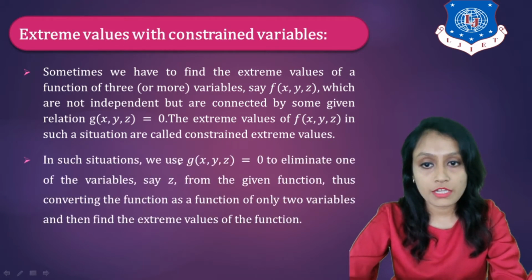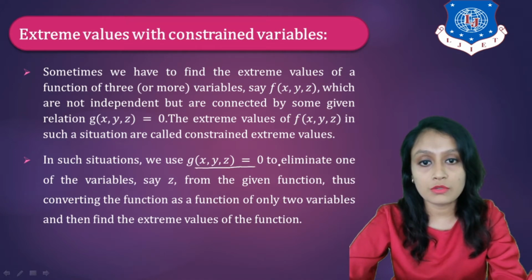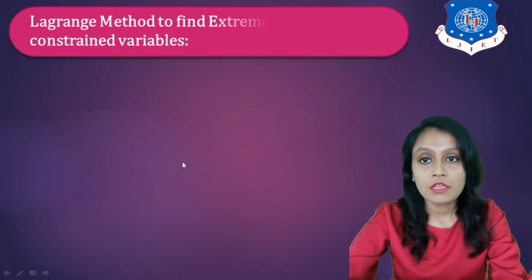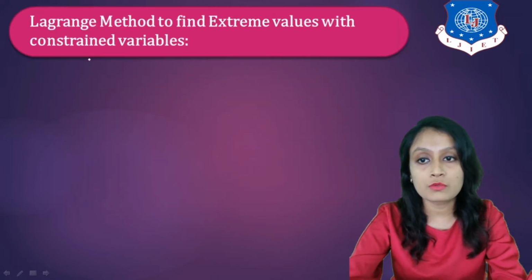In such a situation, we use this g of x, y, z equal to 0 to eliminate one of the variables, for example z, from the given function, and thus convert the function into a function of only two variables, and then find the extreme values of the function. So let's discuss the method to find extreme values with constrained variables.